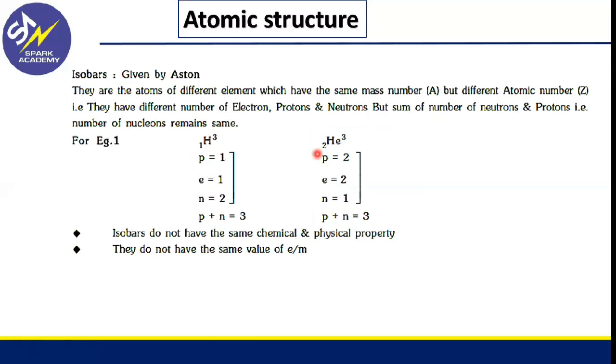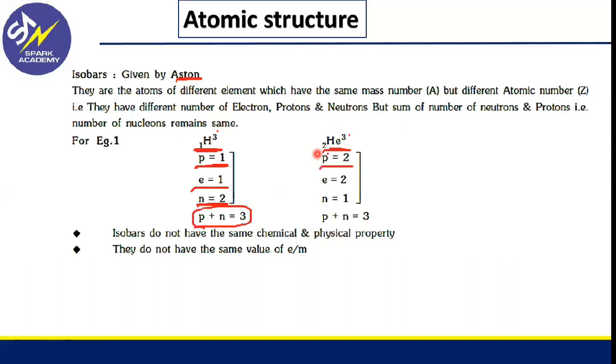The next one is isobars. The name was given by Aston. Whenever elements have the same mass number but different atomic numbers, they are called isobars. So look at these two elements, 1H3 and 2H3. The mass number is the same. But if you see, the protons are different, so the combination would be different. If you look here, the proton is 1, so automatically the electron is 1. So 3 minus 1, the neutron is 2. So the total number is again 3.